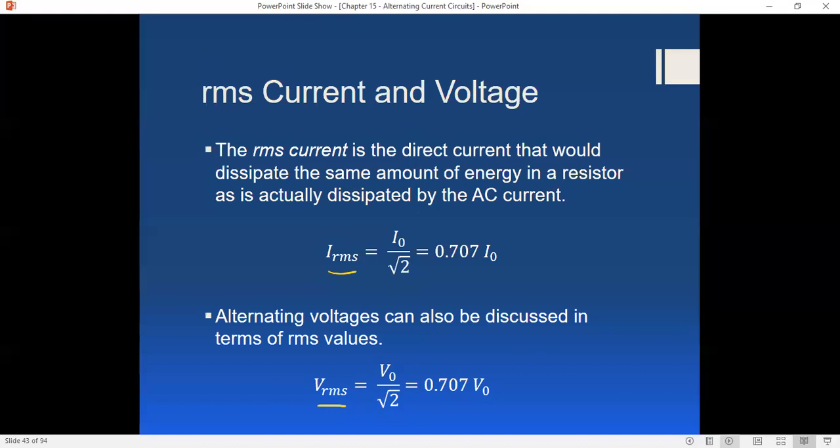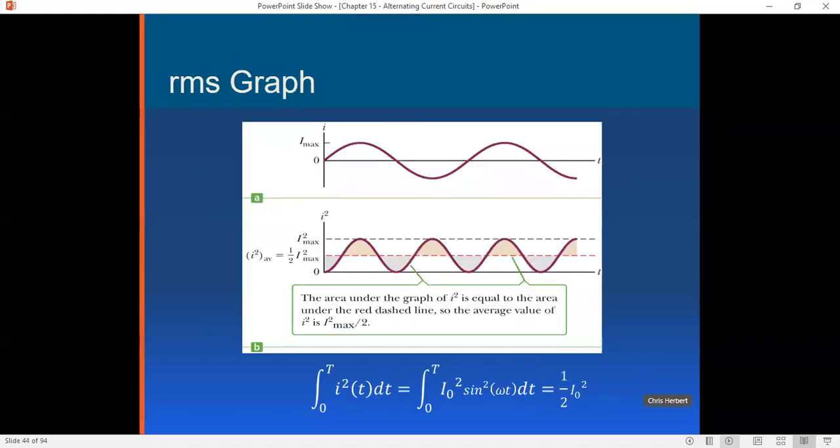So for instance, when we talk about AC power, we don't talk about the peak voltage, we talk about the RMS voltage. Again, you can see this graphically. Here is my current graphed as a function of time. You can see it's a sine function. There's equal amounts above and below the axis. So if I take the average of this, I'd have 0. But we're not taking the average of I, we're taking the average of I squared. So if I square this function here, the valleys become peaks again.